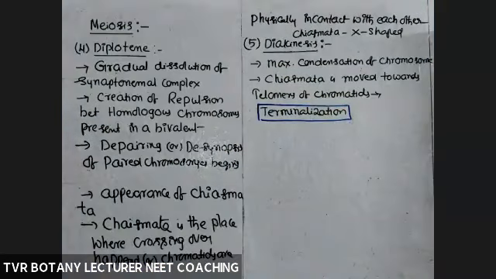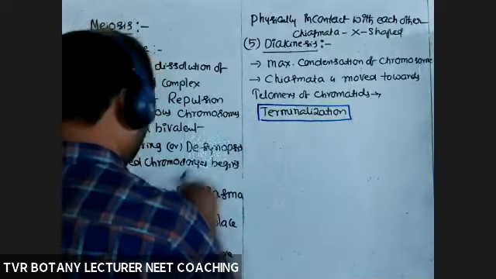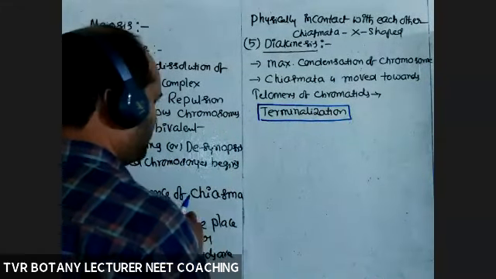So chromatids are physically in contact with each other because of condensation. Chiasmata, or physical contact, is moved from the place of crossing over to the telomeres. That is called terminalization. I will show you with the help of a diagram. With the help of a diagram, you can understand.